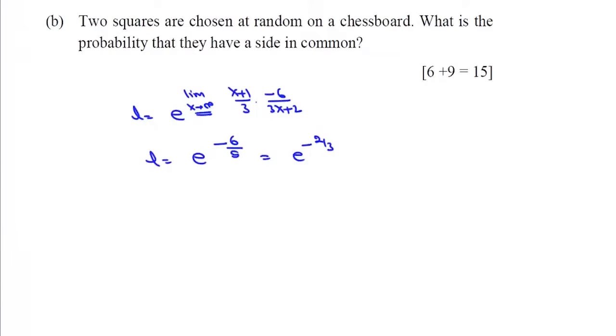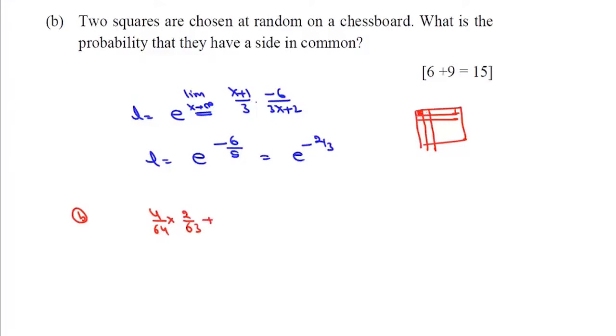Now in part B it says 2 squares are chosen at random on a chessboard. What is the probability that they have a side in common? So if we look at a chessboard, now there are 4 corner squares. So the probability of choosing any one square from these 4 corner squares is 4 by 64. And if we choose a corner square, it has 2 neighbors. So if 2 squares have a side in common, then we need to choose any one of these 2. So it can be done in 2 by 63 ways.